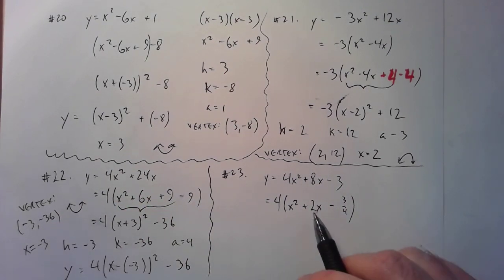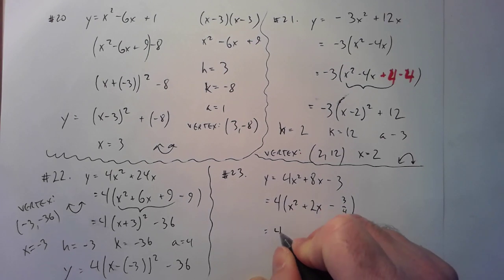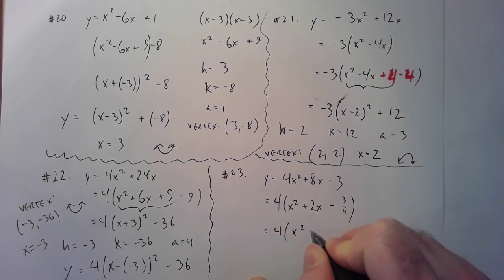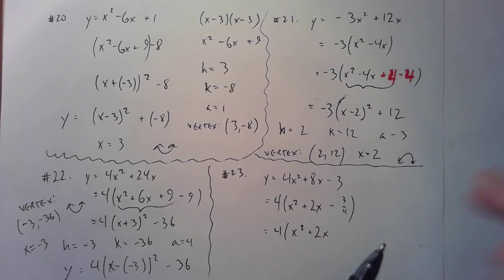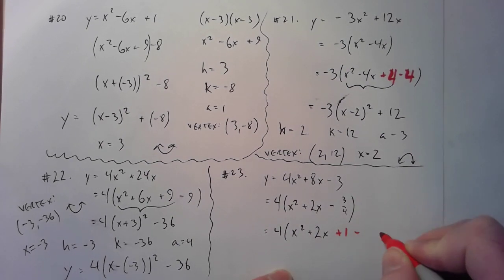Interestingly, half of 2 is equal to 1. So this should be a 1. But this is minus 3/4. So if we do plus 1 minus 1 3/4, then we'll have 4 of x squared plus 2x, and now here's the completing the square bit, plus 1 minus 1 3/4, which is 7/4.